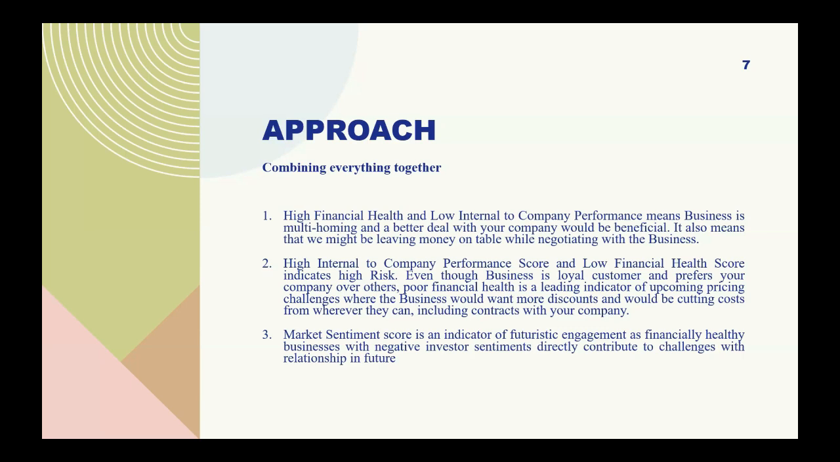So this is an indicator that you can start having those prioritized sales conversations and negotiate better with these businesses because they have good financial health. The second case is where the internal to company performance is very good, but the financial health score is low. And there are a lot of businesses like this. So it would indicate that there is a risk factor coming in, and we have to prepare for it. Either increase the buffer that we keep with the business, or start increasing the pricing so that you are covered even if the company fails.